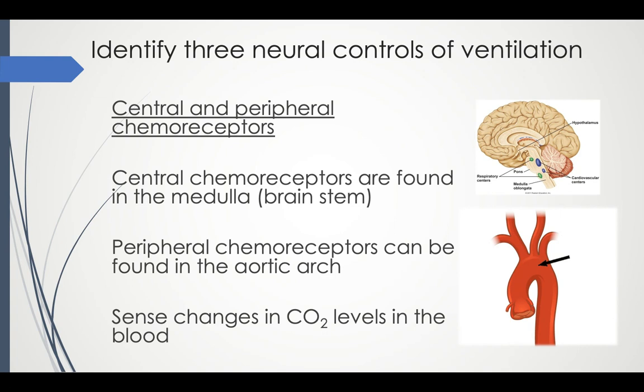What they do is they detect changes in carbon dioxide levels in the blood. Now, the central chemoreceptors are located in the medulla, which is part of the brainstem. Now, the peripheral chemoreceptors can be found in the aortic arch, which is this structure here. Now, what they do is they sense, as I already said, changes in carbon dioxide levels, to increase ventilation.